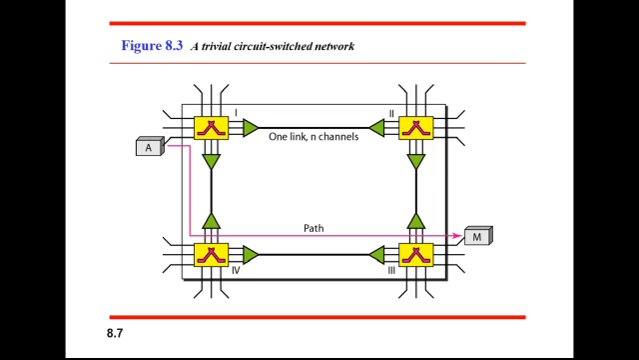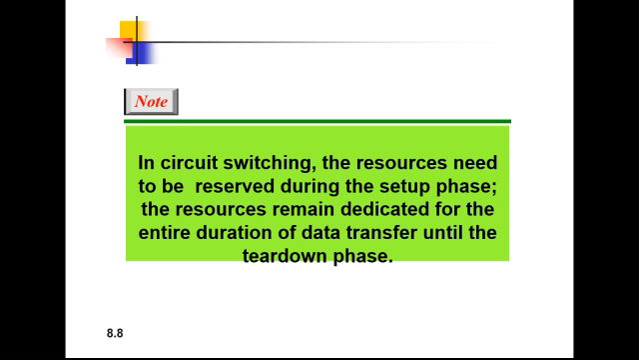System A is establishing a connection with system M, which is highlighted with the pink arrow. You can see that different systems are connected to a switch and different switches are connected via high bandwidth multiplex links. These links are shared between these different channels. At the destination, this high bandwidth channel is demultiplexed into individual channels and the data is redirected to the intended destinations. In circuit switching, the resources need to be reserved during the setup phase. The resources remain dedicated for the entire duration of data transfer until the teardown phase.